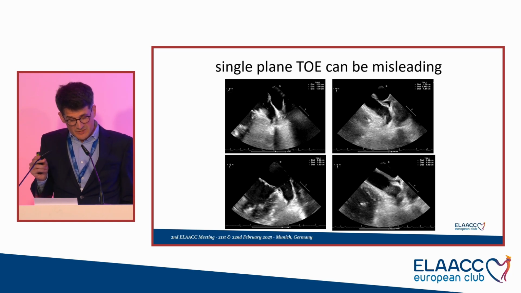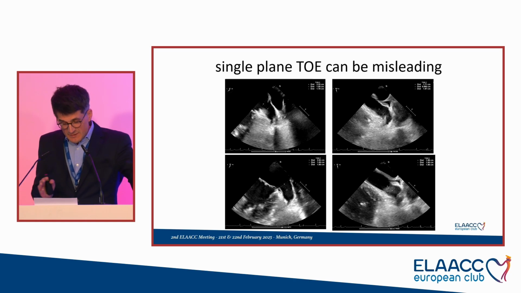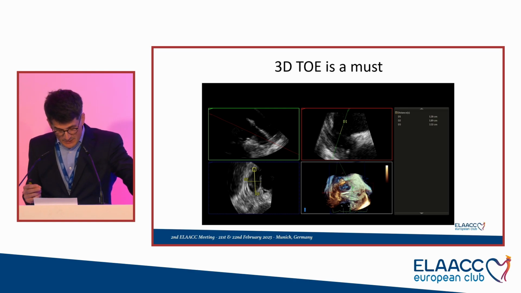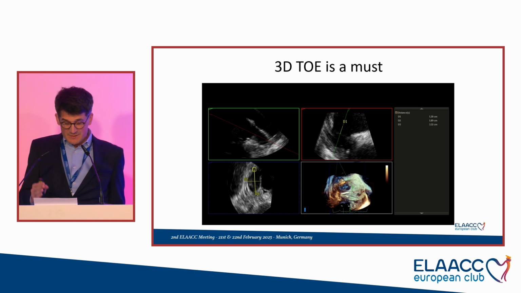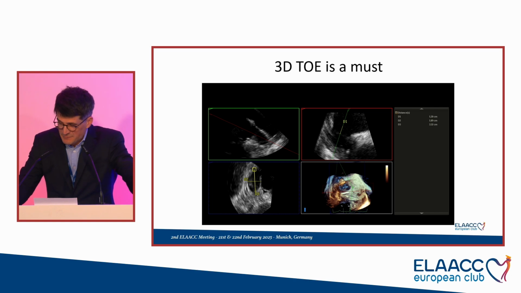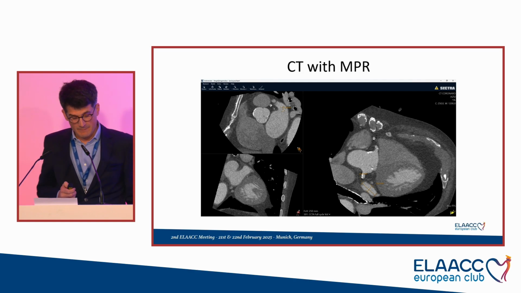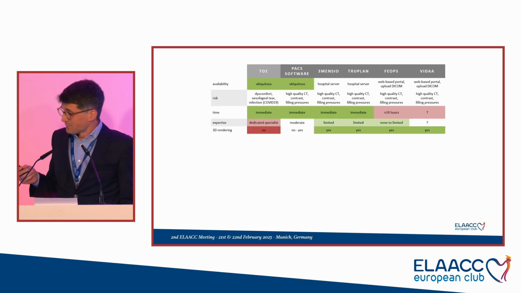This is an example of a single plane TOE where you will measure 18, 20, 18, 20, depending on the angles. When you do a proper 3D, you will see that it's completely oval and that the diameters go from 19 to 33. And you never had 33 on the 2D. So definitely you need 3D evaluation, either on the TOE or on CT. This is the same measurement you will see on CT, so you definitely need, I think, a 3D. This is the confirmation on angio.